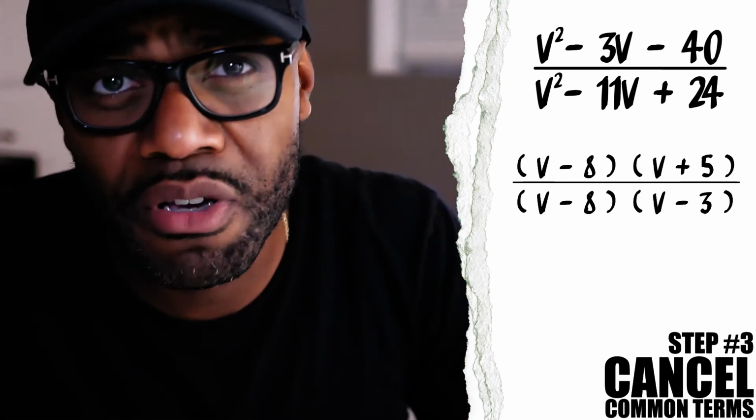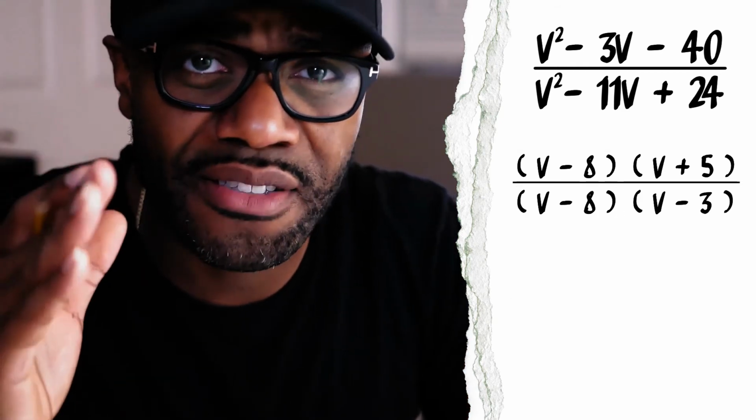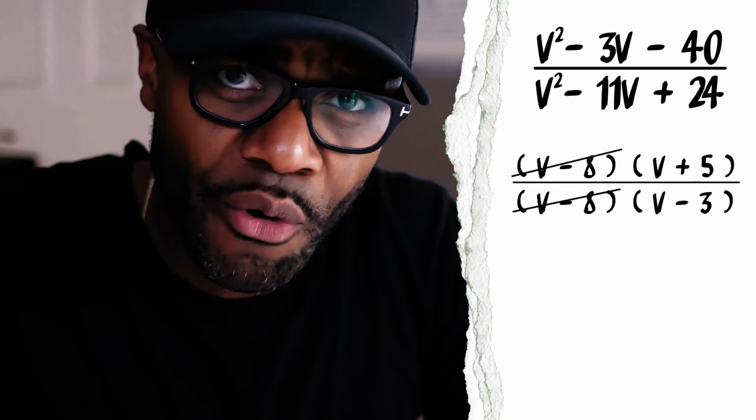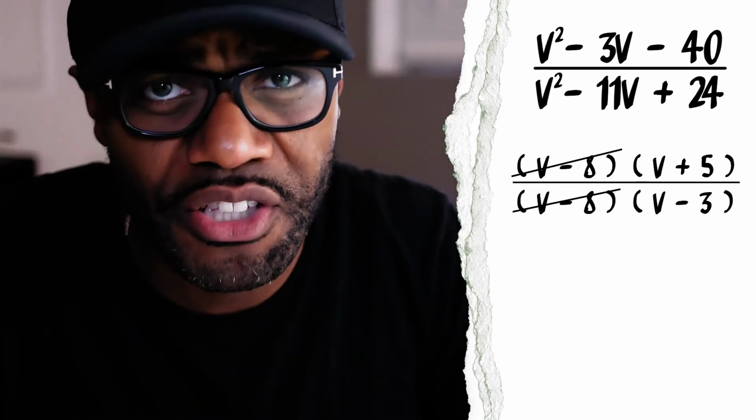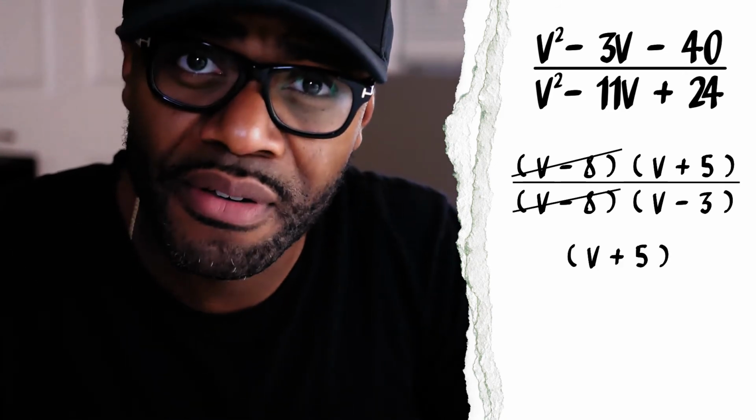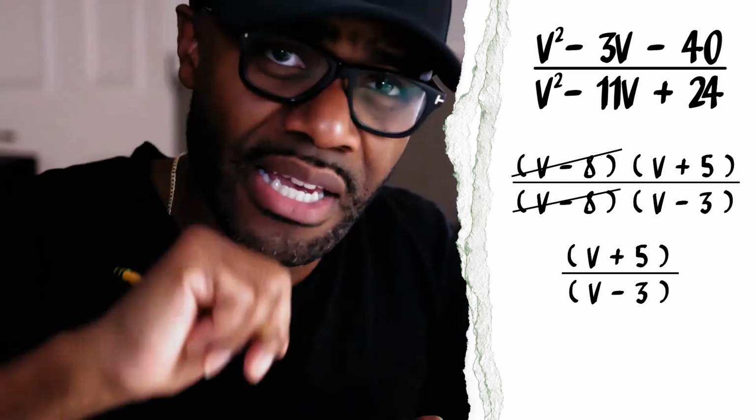The common terms are v minus 8. We cancel them out in our numerator and our denominator, leaving us with a final answer of v plus 5 over v minus 3. Second problem done.